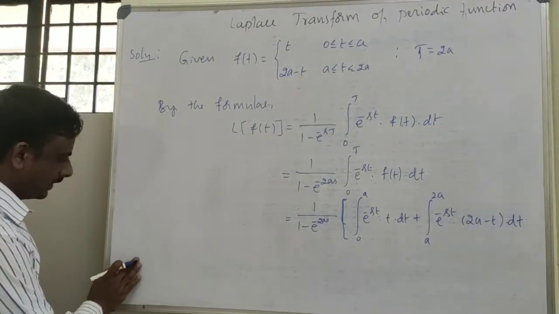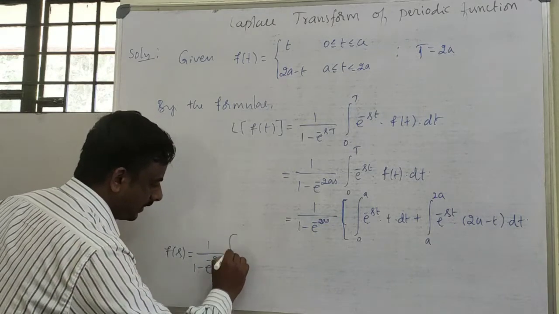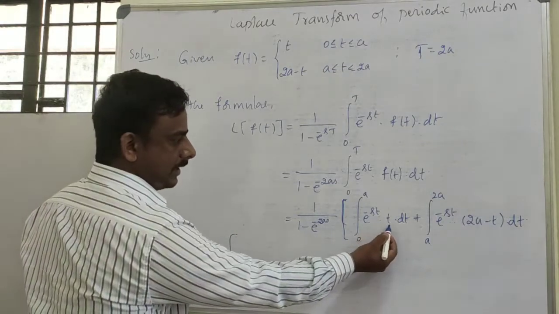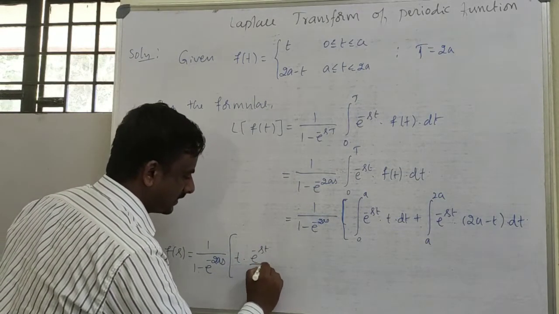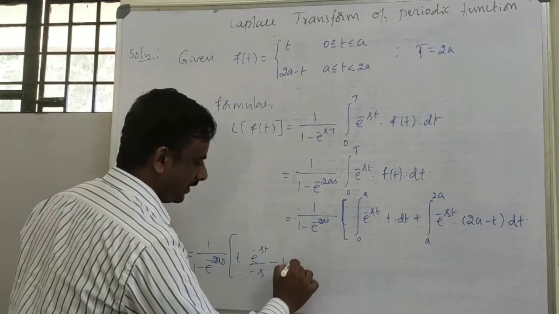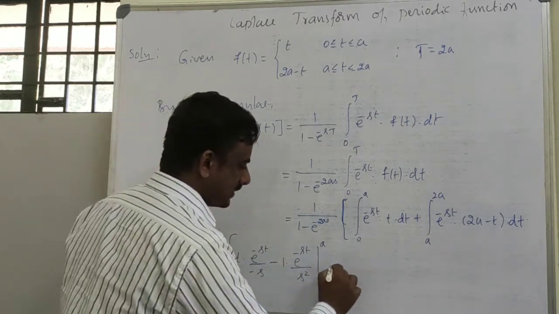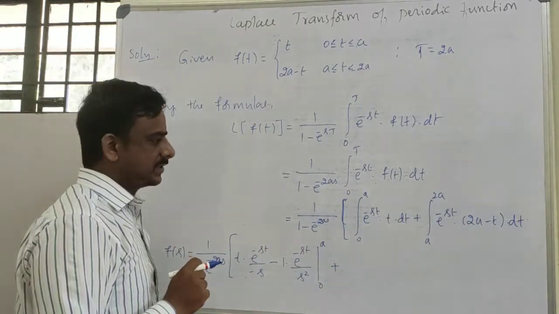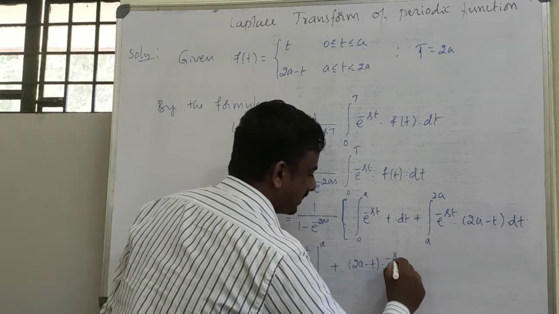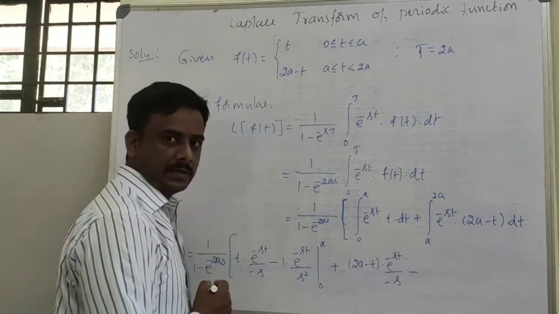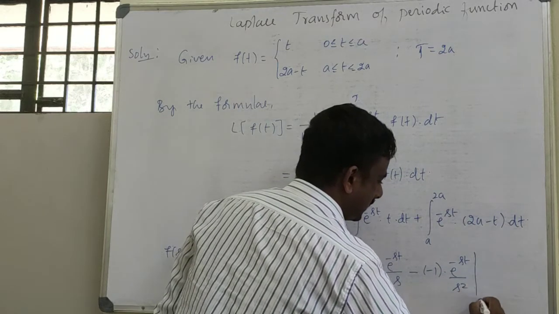this will be, I'll write from here, f of s is equal to 1 divided by 1 minus e power minus 2as times, here I have to treat t as first function, e power minus st as the second function. So first function t into e to the power of second function, e power minus st divided by minus s, minus derivative of first function 1 into e power minus st divided by s square between the limits 0 and a, plus here I should treat 2a minus t as the first function and e power minus st as the second function. So 2a minus t into e power minus st divided by minus s, minus derivative of 2a minus t, that will be minus 1 into e power minus st divided by s square between the limits a and 2a.